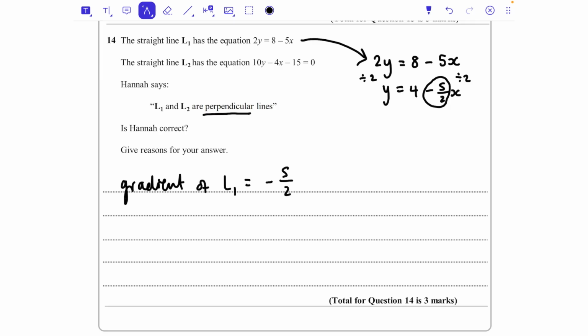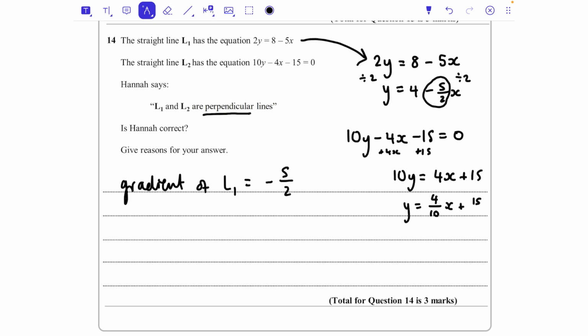Now let's look at L2, and I've got 10y minus 4x minus 15 equals 0. Adding the 4x to both sides and adding the 15 to both sides, I've got 10y equals 4x, add 15, and now we want to divide by 10. Now we could say all divided by 10 in a minute, but we want, again, to look at each term in turn. I want this bit because I want the gradient, right? So I'm going to now divide by 10. So y equals 4 over 10 x, add 15 over 10. And 4 over 10 simplifies to be 2/5.